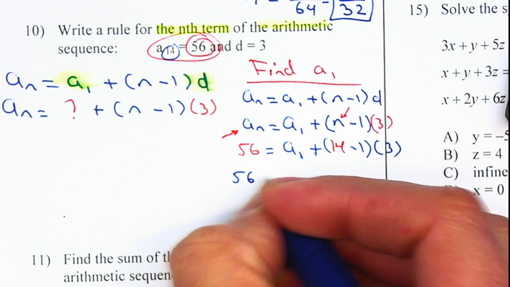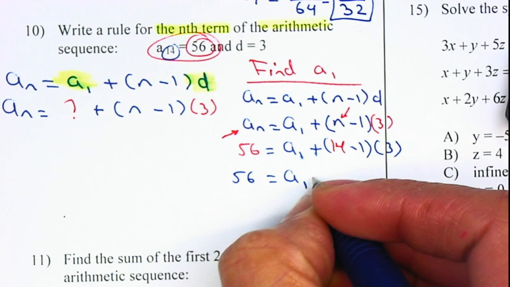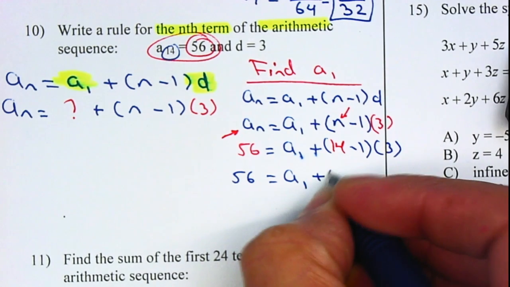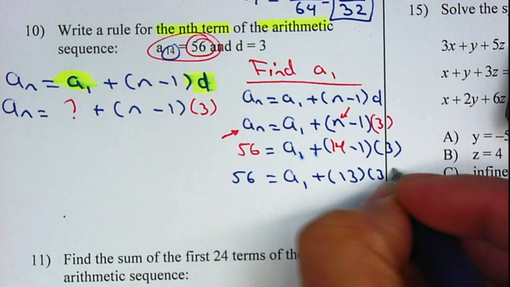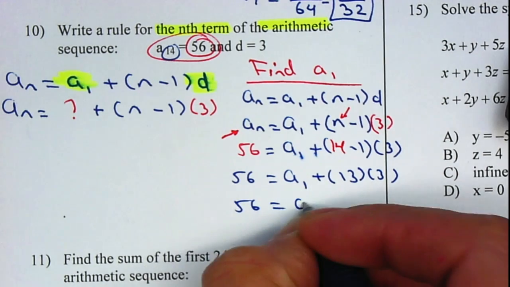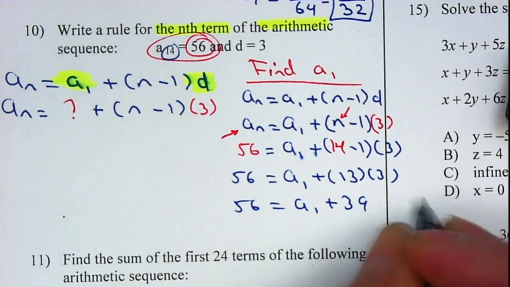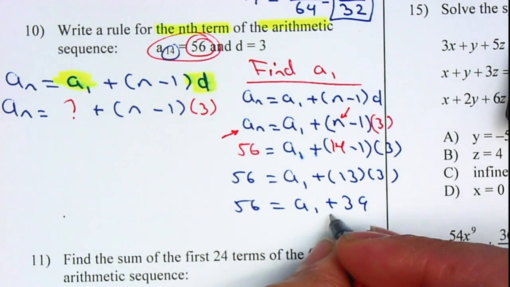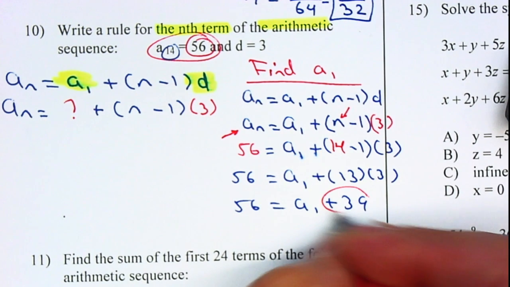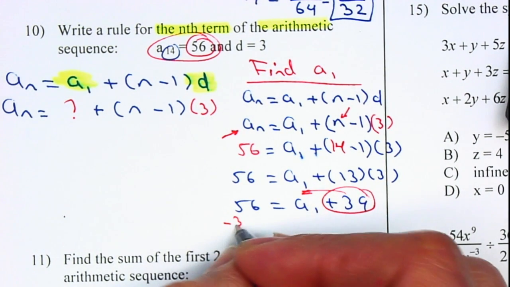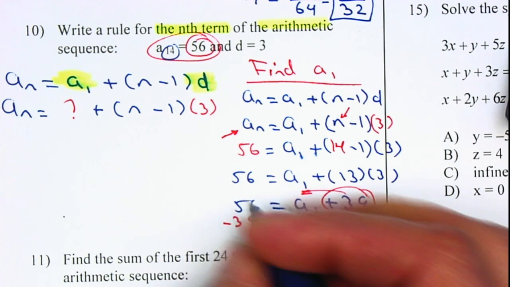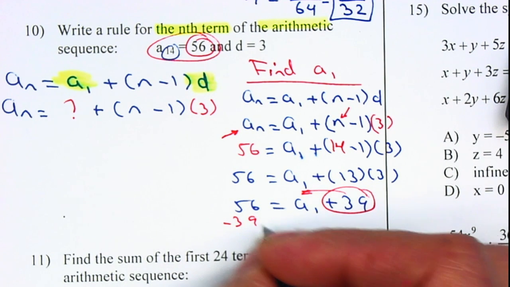So 56 is equal to a sub 1 plus 14 minus 1, which is 13, times 3. 56 is equal to a sub 1 plus 39. I'm going to move my 39. Remember, this is a plus, so move the 39 to the left and it becomes a negative. And that gives me 17.